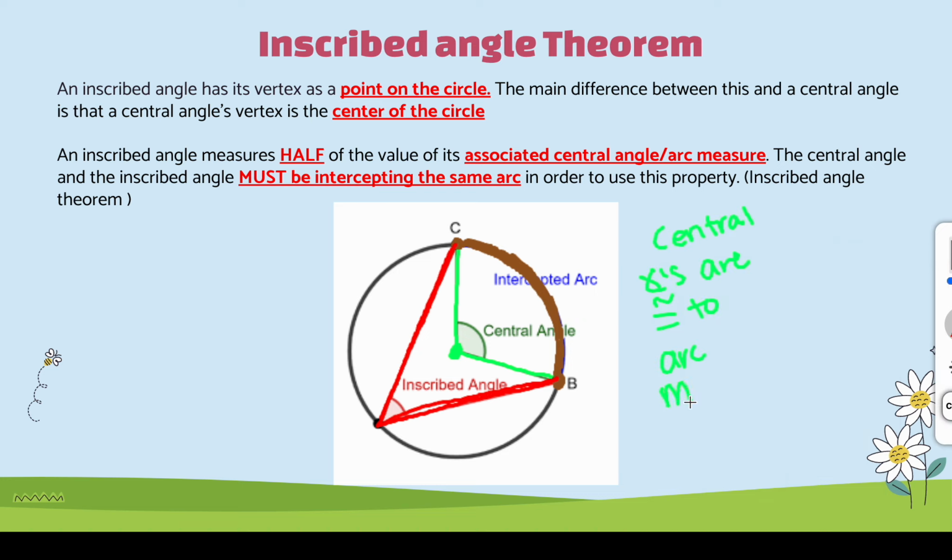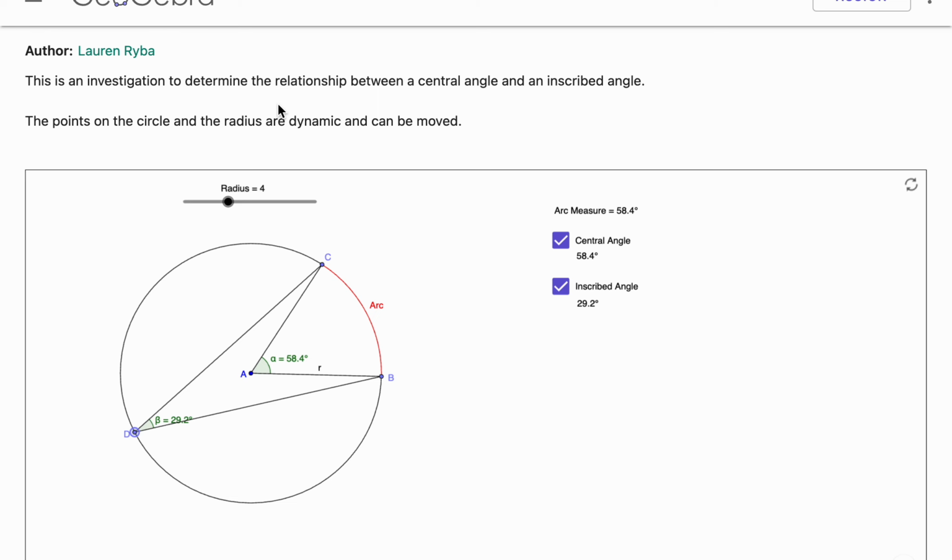So now this is just some prior knowledge that we might need to use for this lesson. But again, an inscribed angle is half the value of its central angle, but also half the value of whatever arc it's intercepting. Where this GeoGebra is going to help us get a visual of taking a look at when angles are intercepting the same arc.